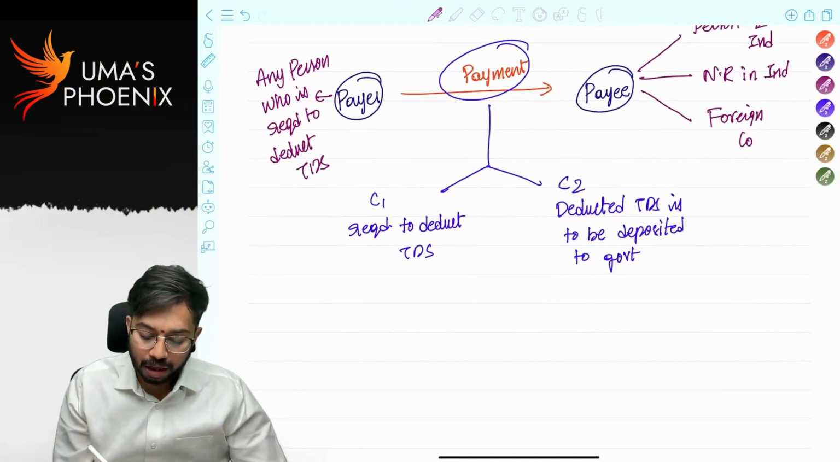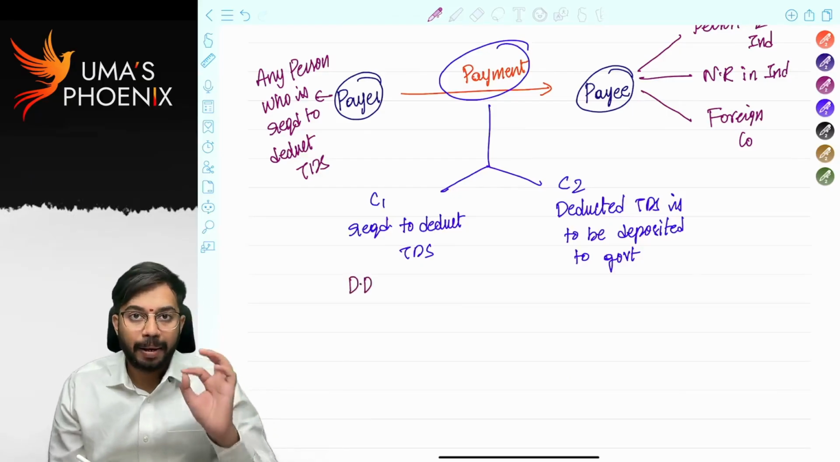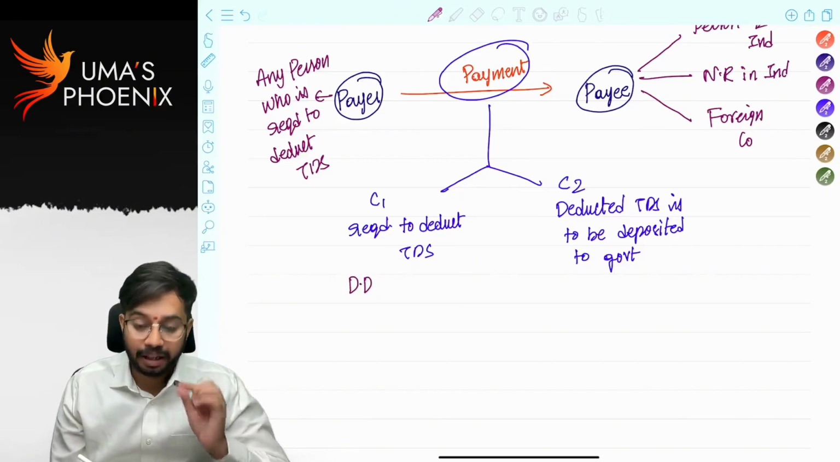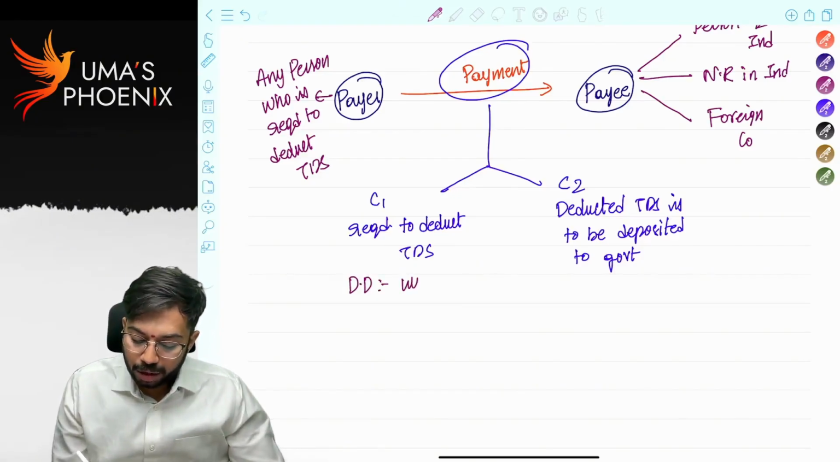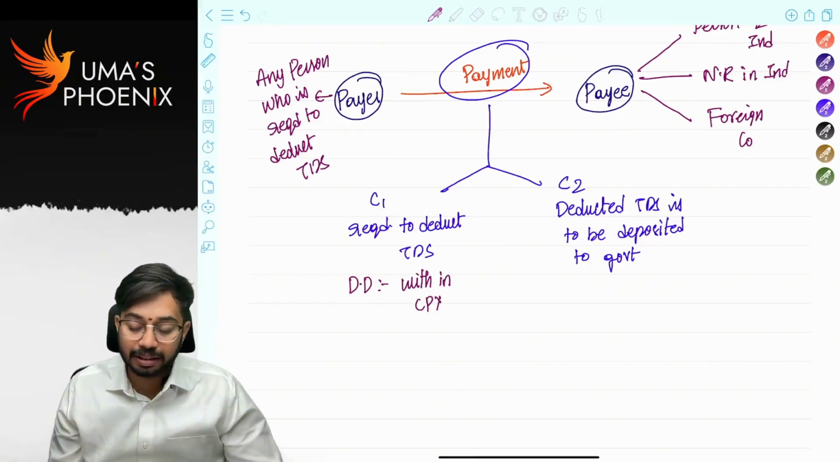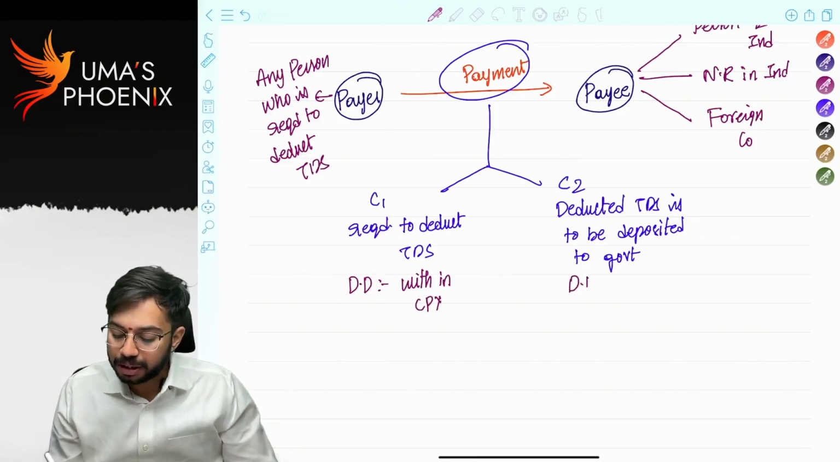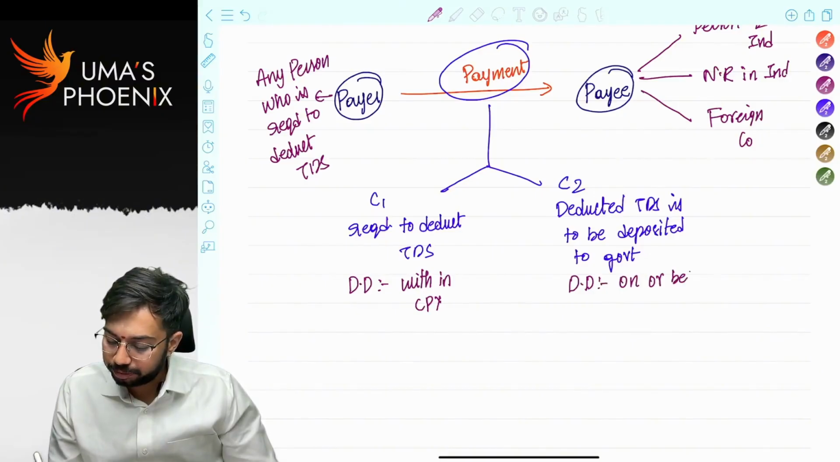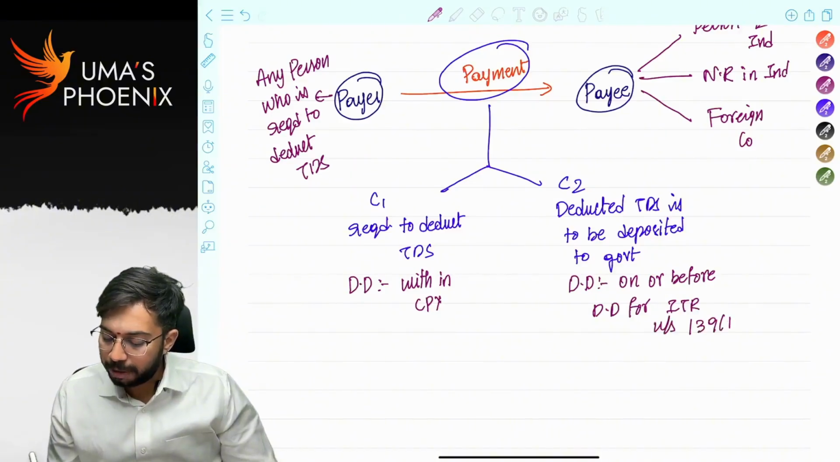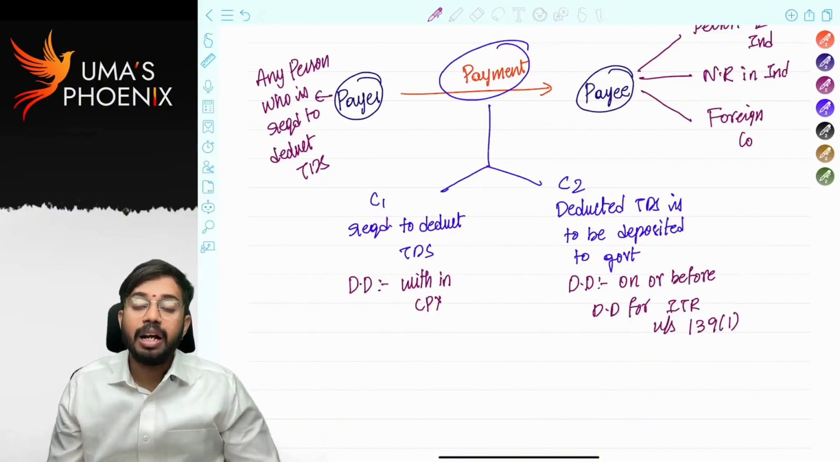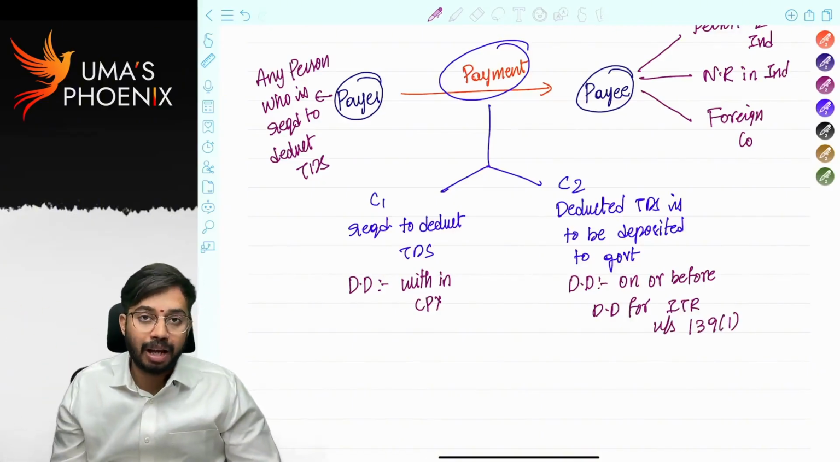For condition 1, what is the due date? Condition 1 is the payer is required to deduct TDS. The due date is within the previous year. Within the current previous year only, he is required to deduct TDS. Condition 2, deducted TDS is required to be deposited to the government. For deposit to the government, what is the due date? The due date is on or before the due date for ITR under section 139(1). So on or before the ITR due date under section 139(1), the deducted TDS is required to be deposited to the government.